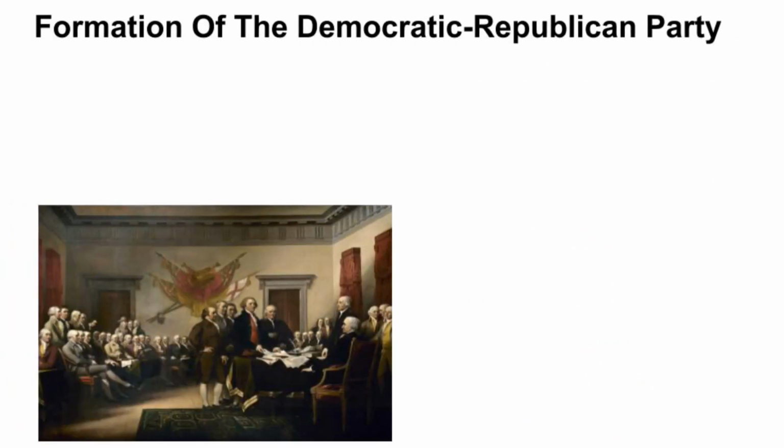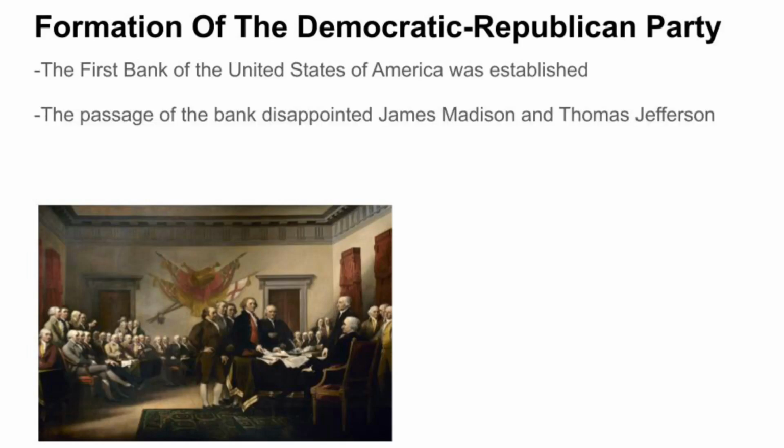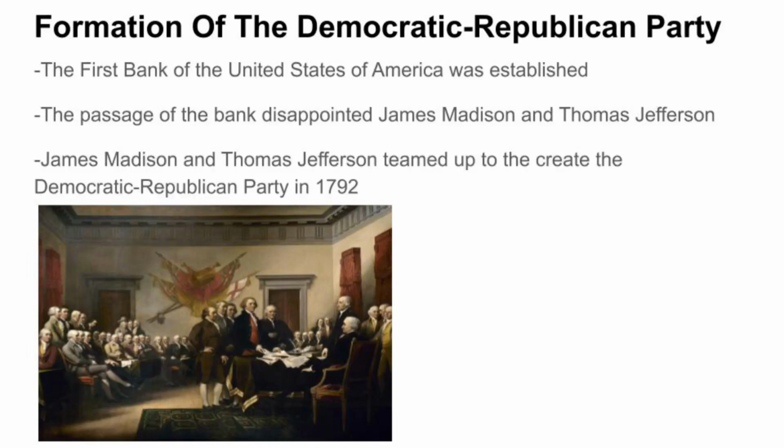As this conflict grew, the bill was passed and a national bank was established. The passage of this bill by Federalist politicians, along with some Anti-Federalist politicians, frustrated James Madison and Thomas Jefferson, and in reaction, they created the Democratic-Republican Party in 1792, right before the election process had started.